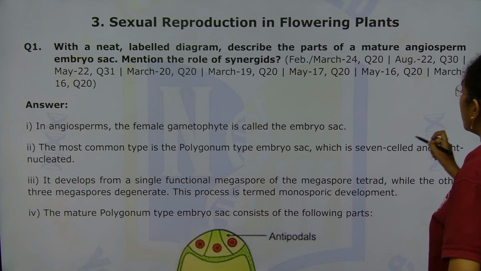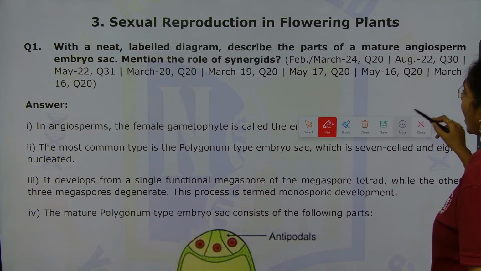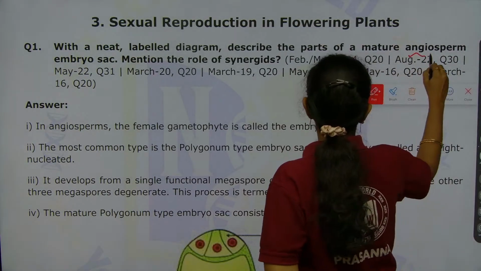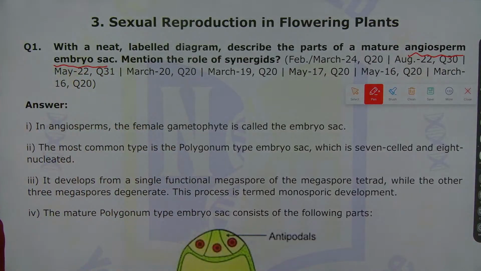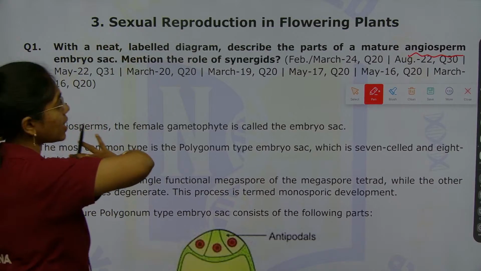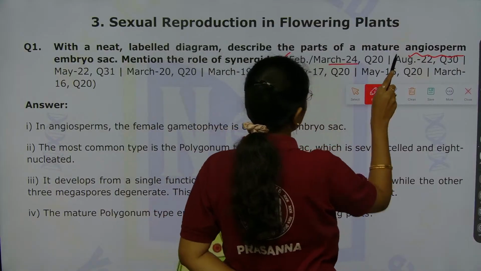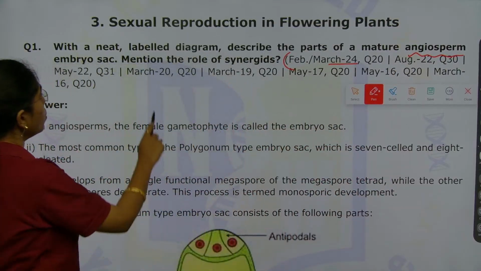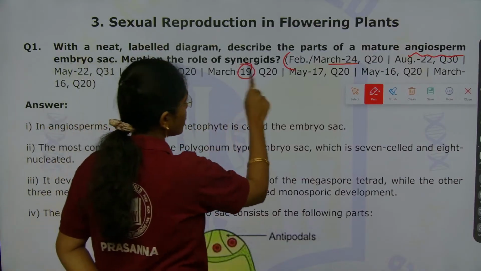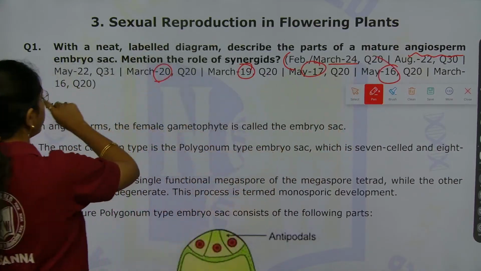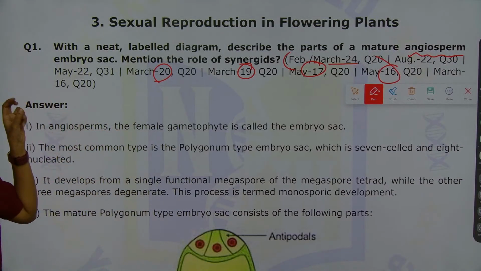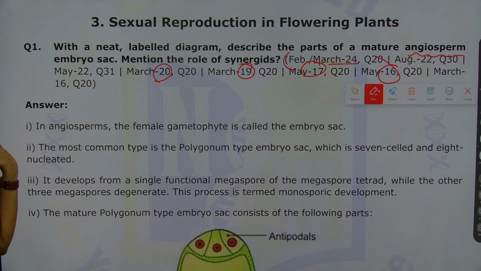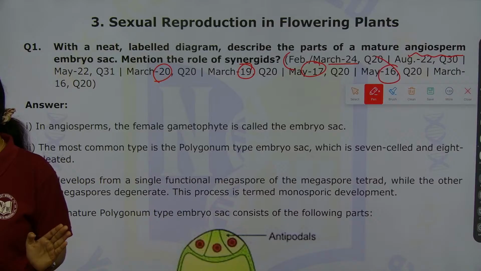Describe the parts of mature angiospermic embryo sac. Mention the role of synergids as well. So how many times has this question appeared? This question has appeared in March 2024, August 2022, 2020, and again in 19, 17, 16. In every consecutive year, if you see, there is a question in the paper on embryo sac. That important question it is, beta.